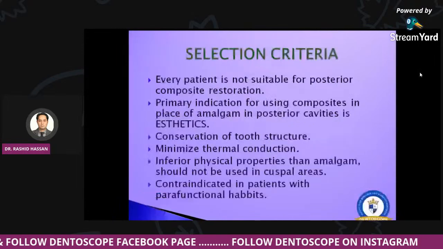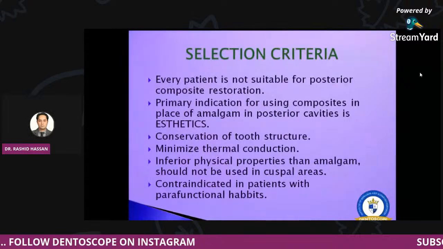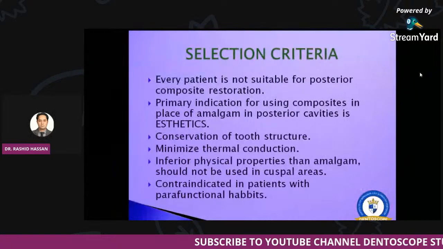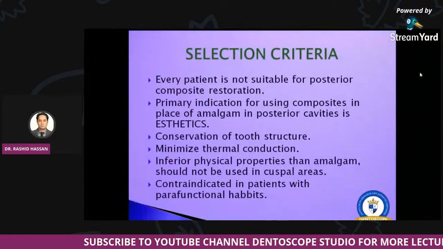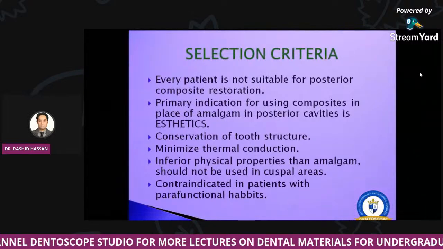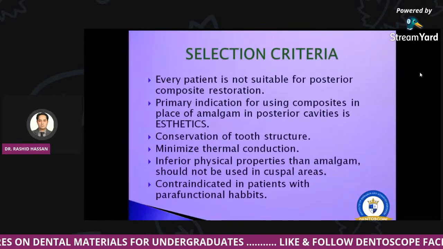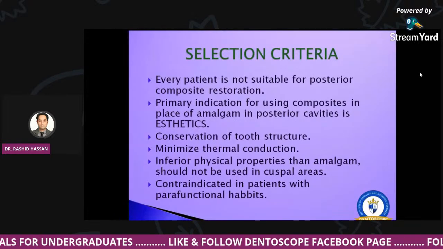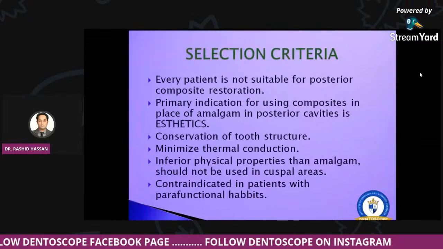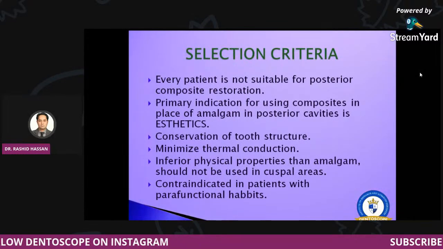Now coming to the selection criteria: how do you select a patient for a dental composite restoration? Every patient is not suitable for a posterior composite restoration. The dental composites are mainly aesthetic restorative materials, so mainly they could be used in the anterior region. In the posterior region, the best choice is still the amalgam, the best restorative material for the posterior teeth. But now we don't use it because of the mercury toxicity.